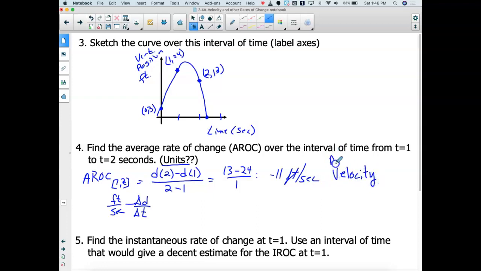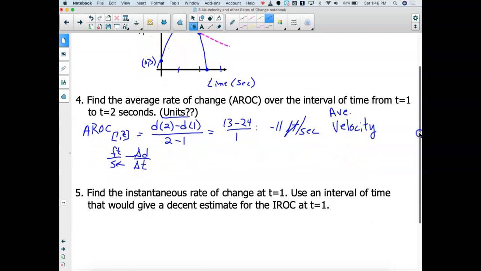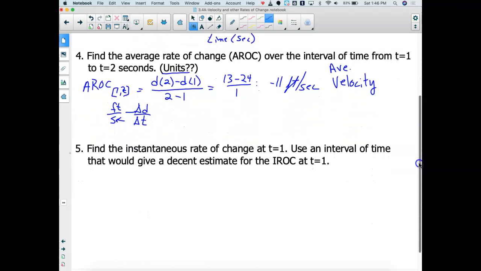That would be my average velocity over the interval from 1 to 2. It is actually taking those 2 points and finding the slope of that line. Right there is exactly what it's doing, okay? That's my average velocity. It's the slope of that pink secant line. Well, find the instantaneous rate of change at t equals 1.